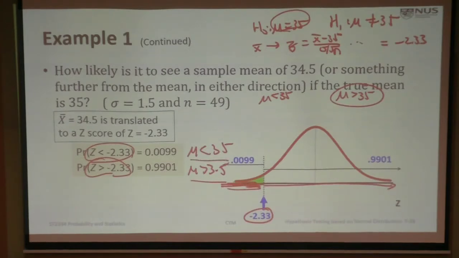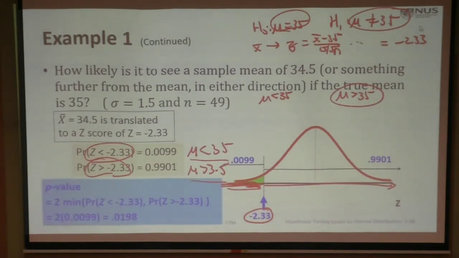But if this is true, what I see is extreme. So how do I know which one? Because I only know that mu does not equal 35, it can be either one. So what we do is take the minimum of the two. The minimum of these two probabilities.